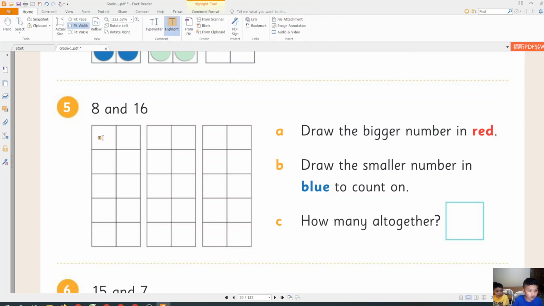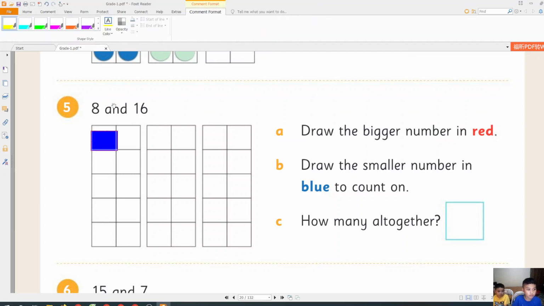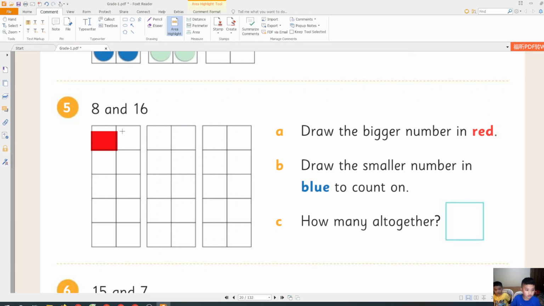Wait for me a minute, everyone. I will change the color. Let's change it into red here. Yes, I can make it red.